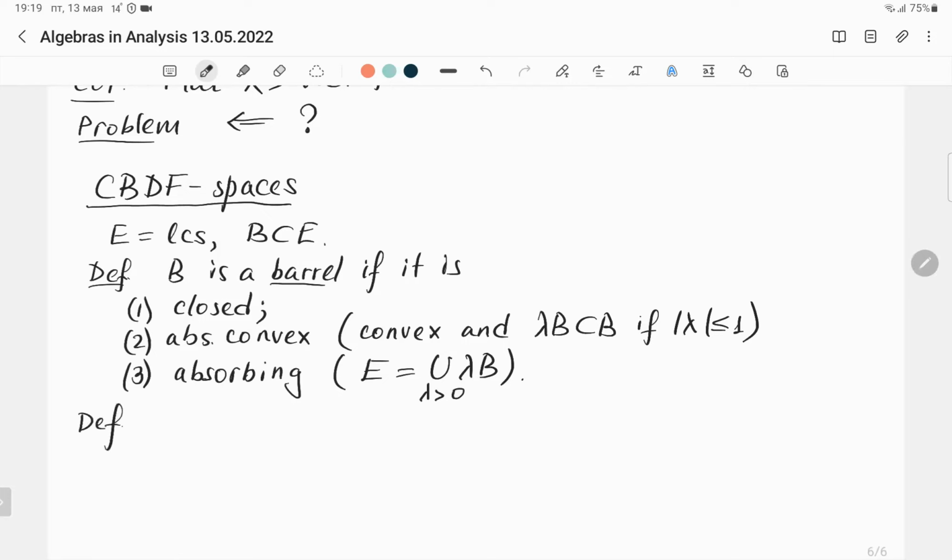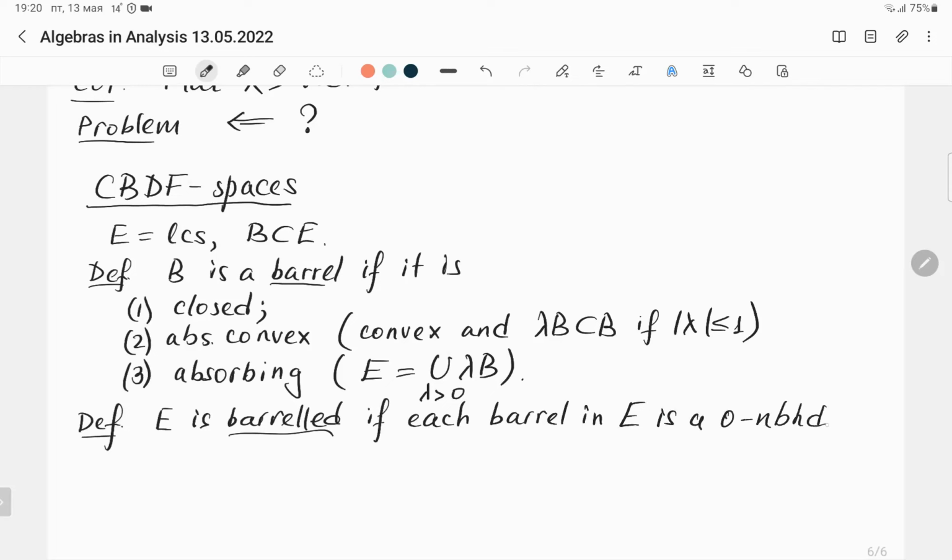And by definition, our space E is barreled if each barrel in E is a neighborhood of 0. Here I follow the standard convention for the theory of topological vector spaces, that by a neighborhood of a point, we mean a set which is not necessarily open, but which contains an open neighborhood of the point. So this means that each barrel in E contains an open neighborhood of 0.